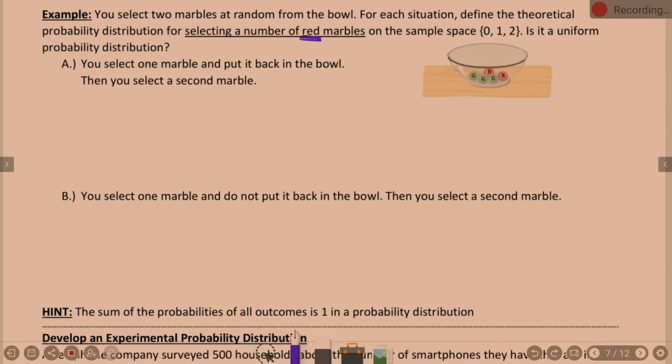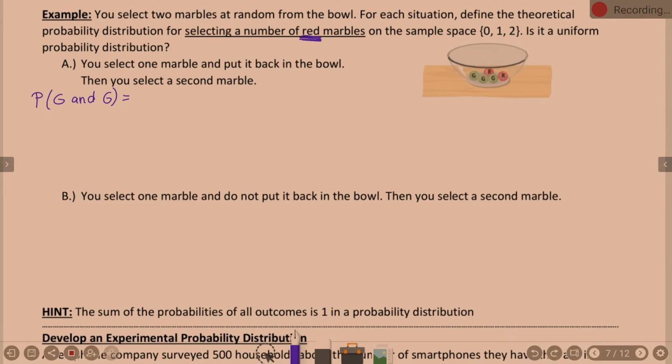Okay, so in example A, you select 1 marble, you put it back in the bowl, then you select a second marble. And so let's start with probability 0. So what's probability 0 going to be? 0, which means that you get no red marbles, which would be equivalent to both being green in this case. So I'm going to have us actually find the possible different options here, because I need you guys to see something. So probability of green and green, which is going to be probability of 0 red marbles.